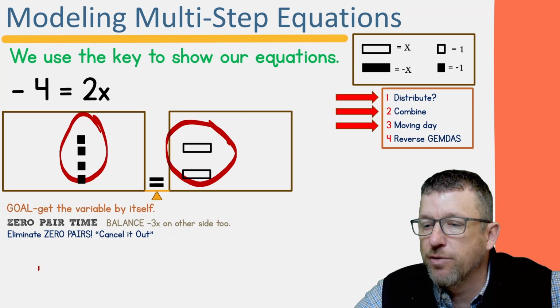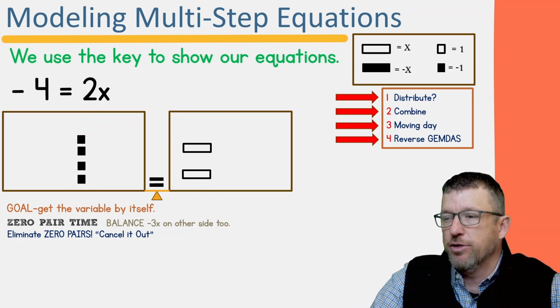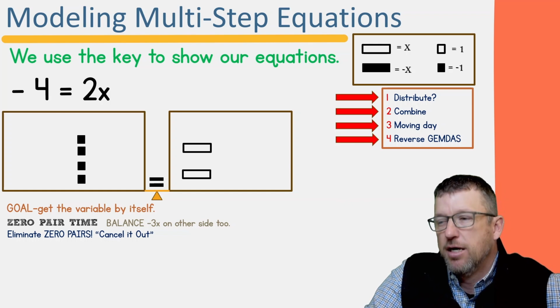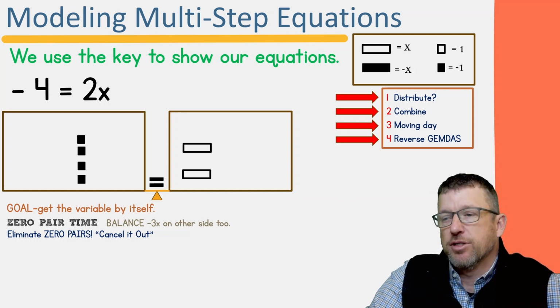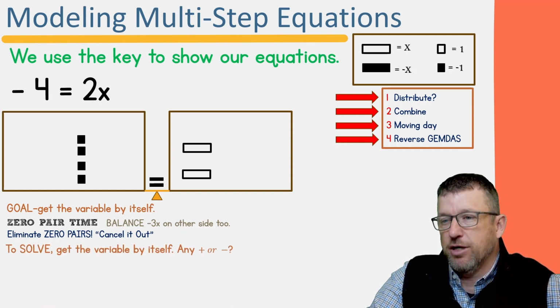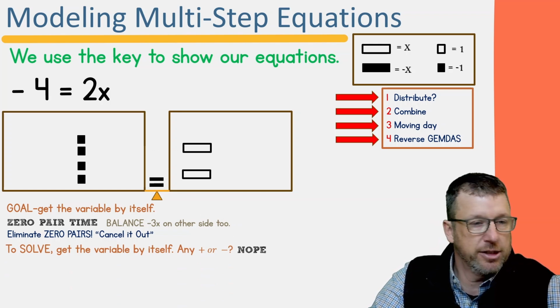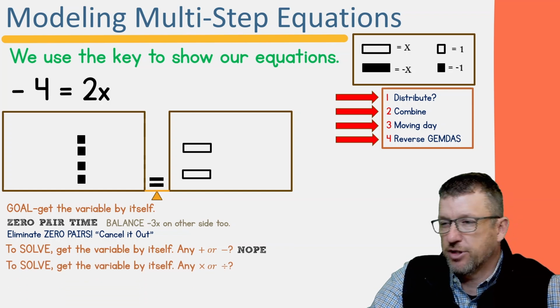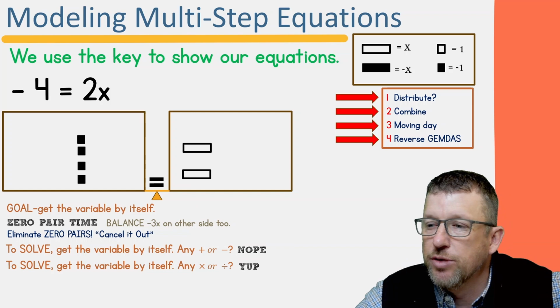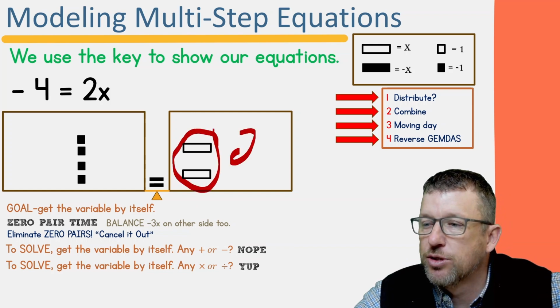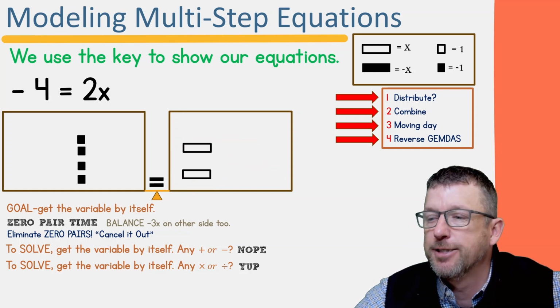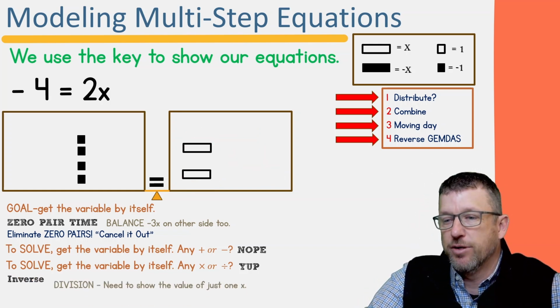Okay, so how do we do that? Well, 2x means multiplication, right? So now we're doing reverse GIMDAS. There is no addition or subtraction, right? Because all we have is 2x equals negative 4. Nope, there is no addition or subtraction. So then we go to the next one on reverse GIMDAS, which is multiplication or division. Do we see any? Yes, we do. This is 2x, which also means 2 times x. So we're going to do the opposite of that, which is what? The opposite of that is we're going to divide.